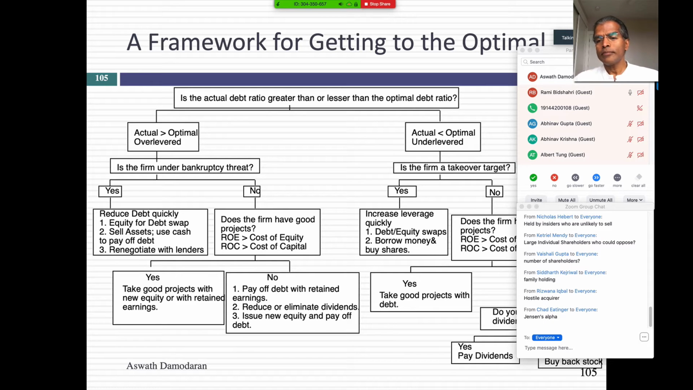Go ahead, Rami. I guess I was just wondering, what is the trade-off between thinking about trying to protect yourself from becoming a target versus increasing your cost of debt, which has other costs? How do we determine that trade-off?